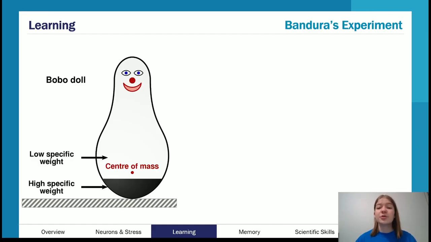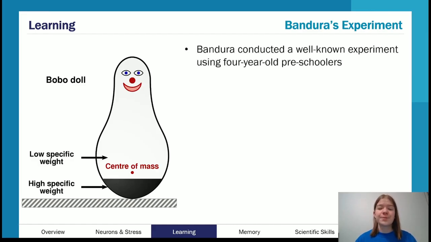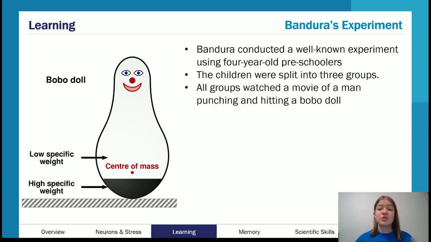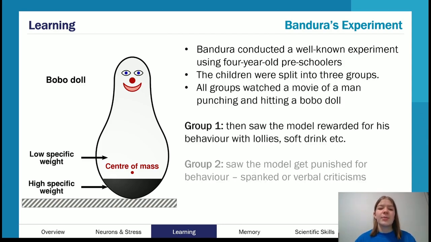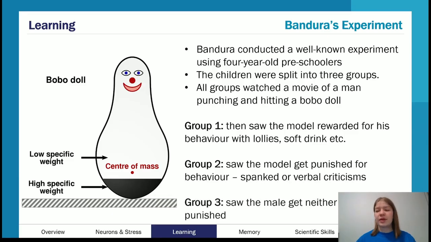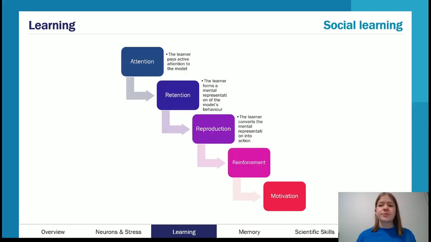From learning, we can also look at a socio-cognitive approach. We've got an example of this with Bandura's experiment, where the children are split into groups, and then they see the behavior of an adult, which we'll call the model, and how that model is treated. So they watched a man hitting a Bobo doll, and then he was either rewarded or punished, or they didn't see any of that.